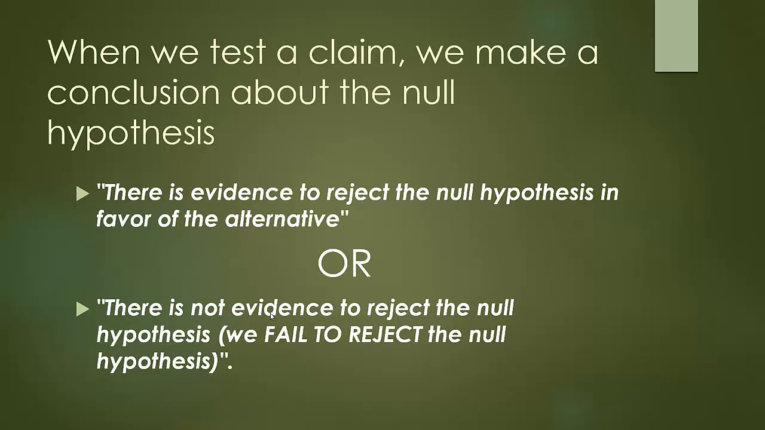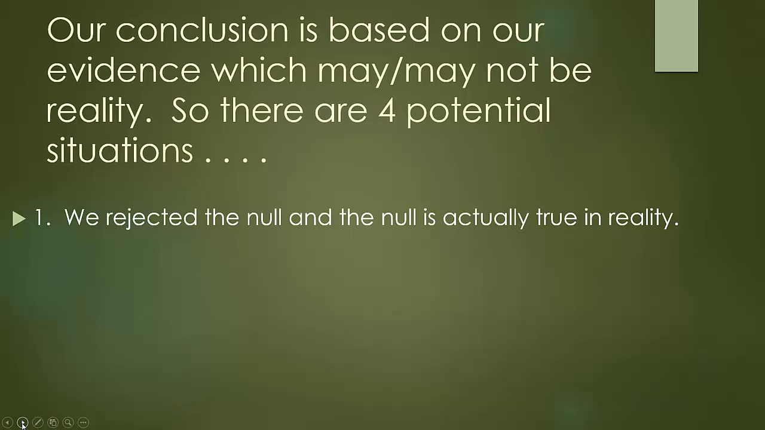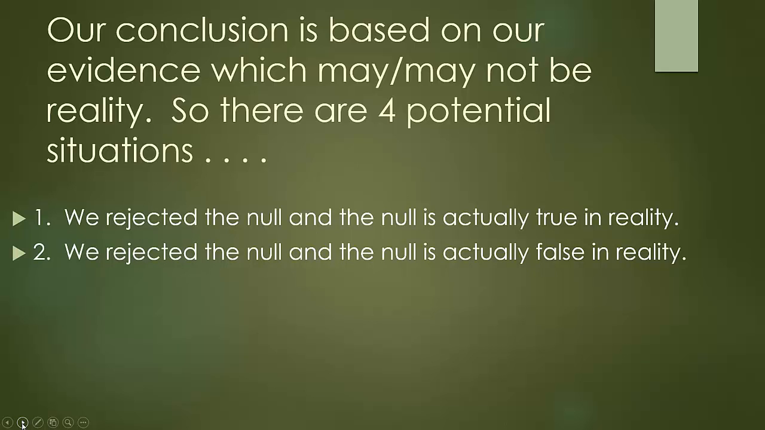So when we compare these decisions to reality, we end up with 4 potential situations. Our conclusion, whether or not we reject the null hypothesis, is based on the evidence. The evidence, the information typically in our sample, may or may not be the reality. So our first scenario, we could reject the null, and the null is actually true in reality. Or we reject the null, and the null is actually false in reality.